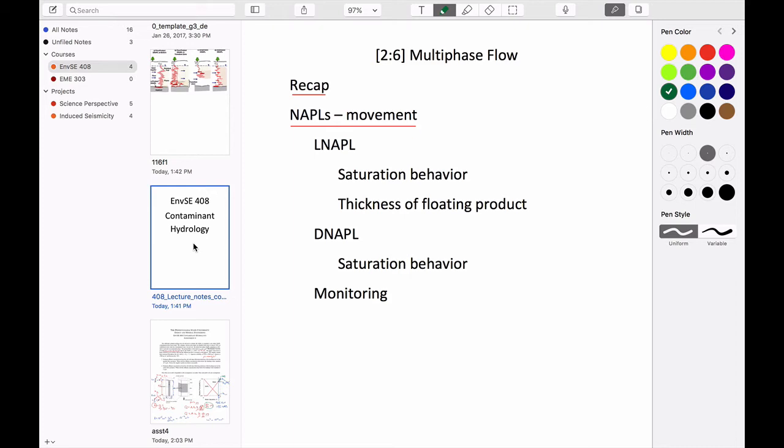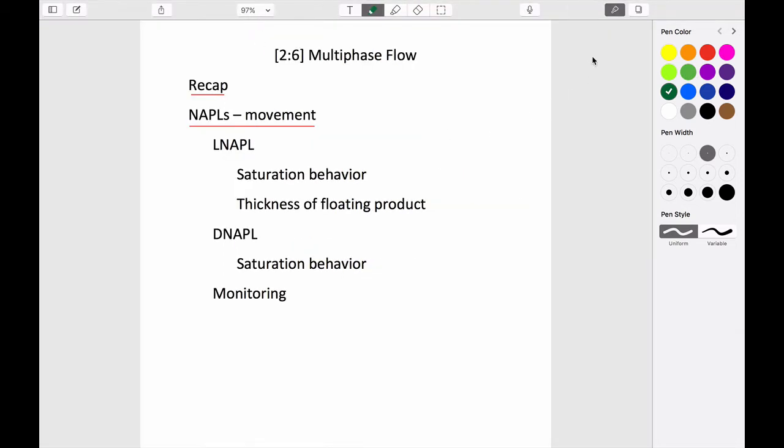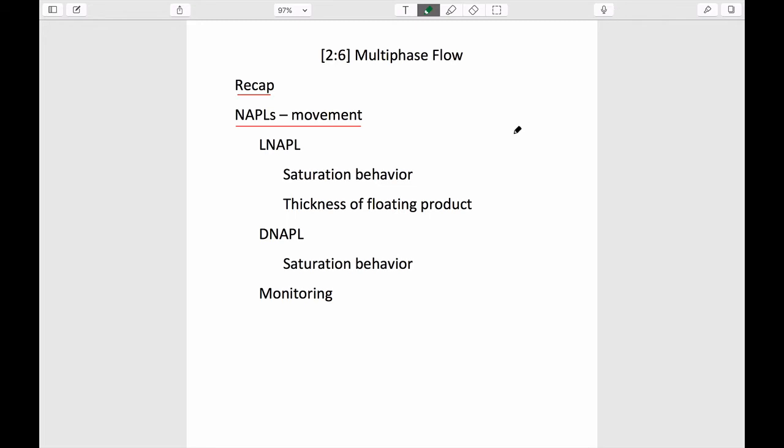Okay. So, that allows us to say something about rates at which we can move fluids in the subsurface.